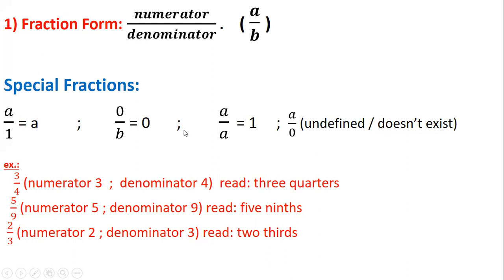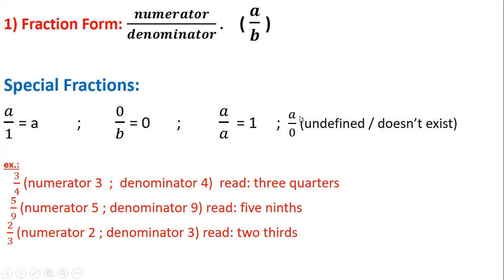The third special fraction, A over A, is equal to 1. Whenever the numerator is equal to the denominator, this fraction, we call it a whole unit fraction. It's always equal to 1. So 2 over 2 is equal to 1. 5 over 5 is equal to 1. 10 over 10 is equal to 1.